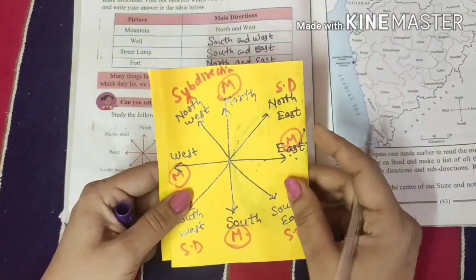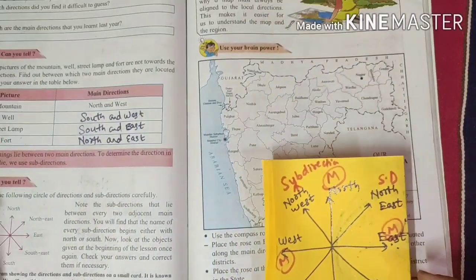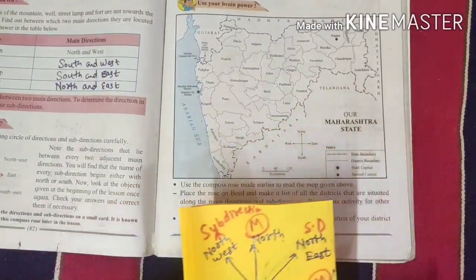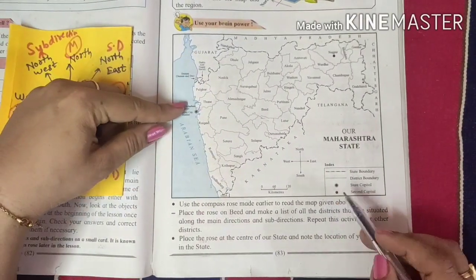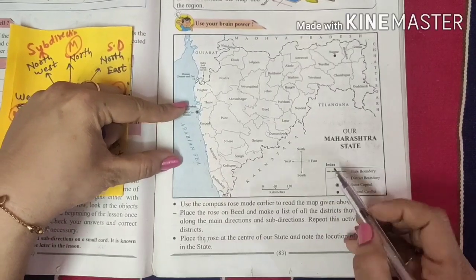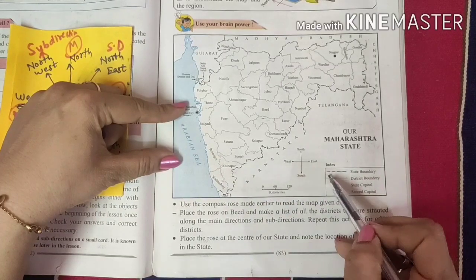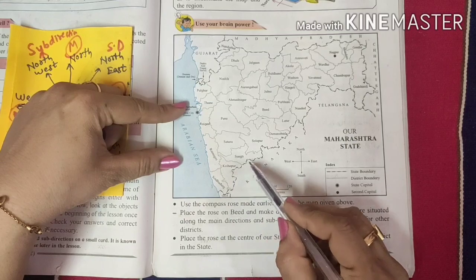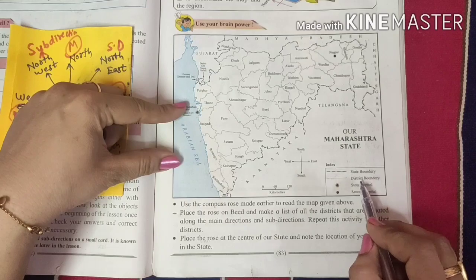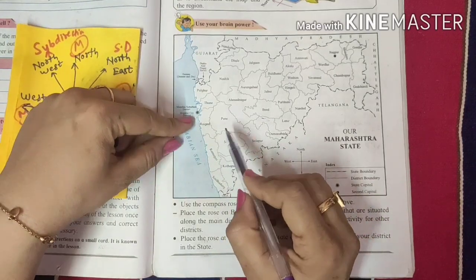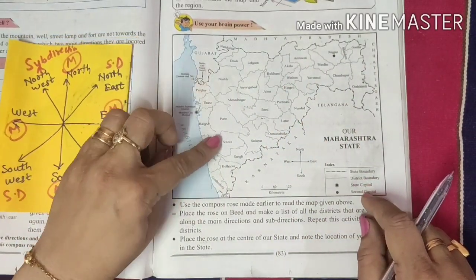Now we have made this compass rose in this small card, and we will use it to find out on this map. See, children, the map is given here. Okay, Maharashtra state map is given here. The index column is given. This index also you people have learned in 3rd standard. In this index column it is shown the state boundary. See the dark line. That is our state boundary line. Then this dotted line, that is our district boundary line. See, in between you can see the small dots have been drawn. That is our district boundary.